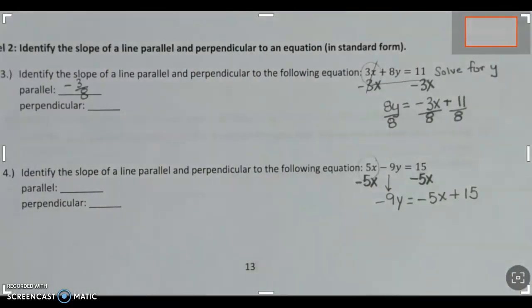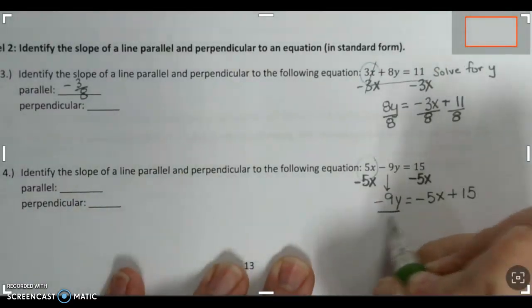And now I'm going to divide. So right here, had I forgot that negative in front of the 9, I would just divide by +9 instead of -9, which would change my answer. Okay, now I'll divide all 3 of these parts.